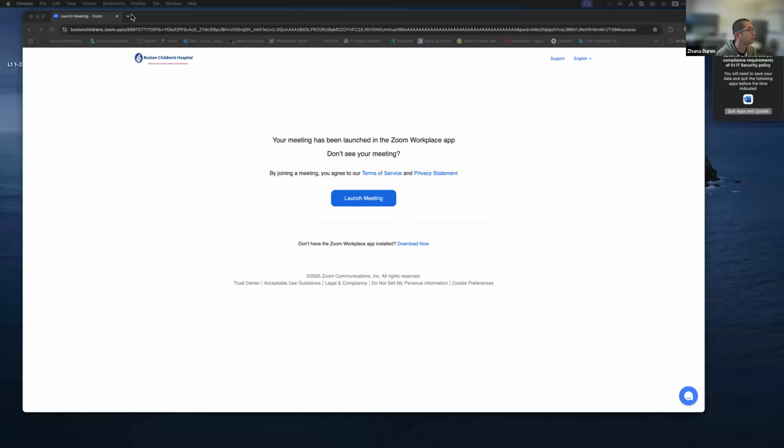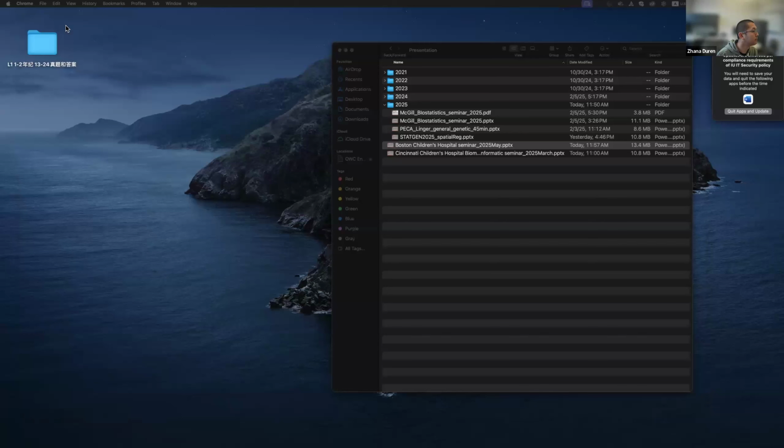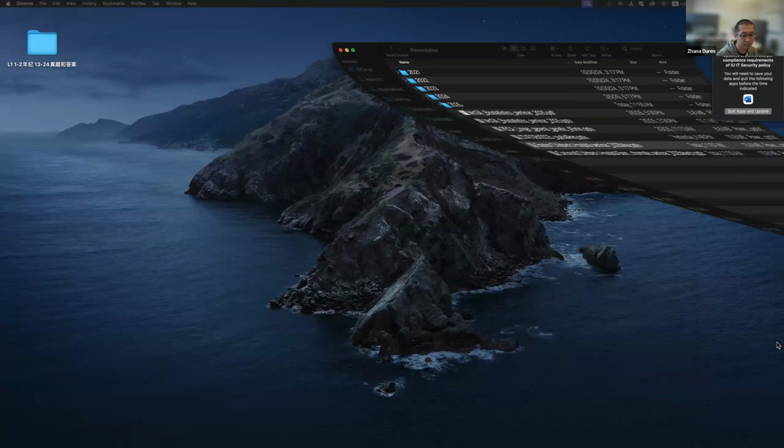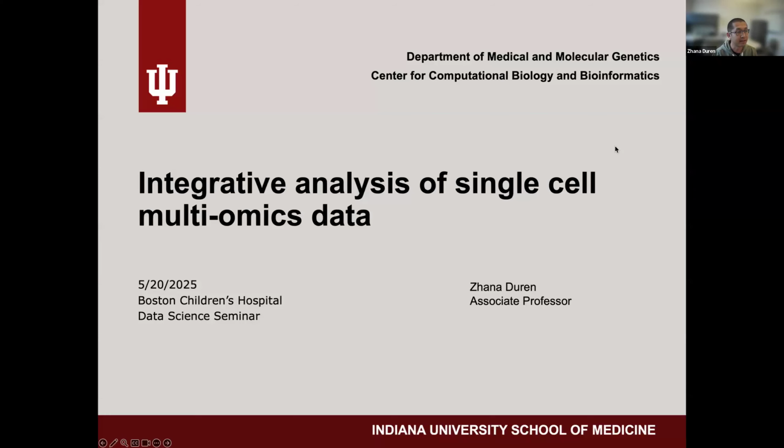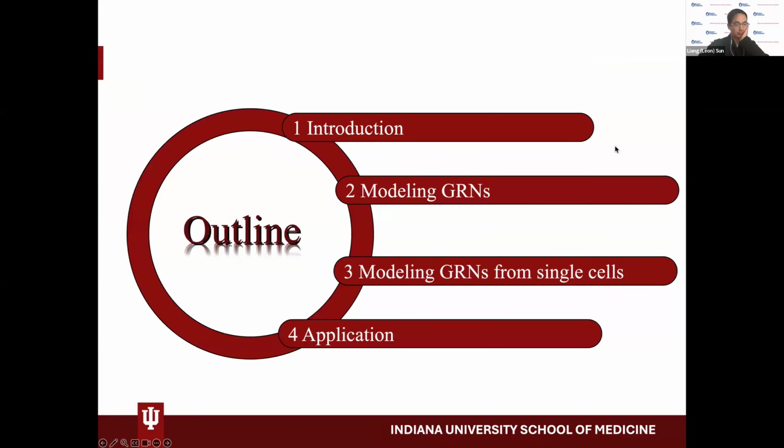So first, let me share my screen. Oh, okay, the screen was gone. Yeah, how about now? Yeah. Can you see the screen of slides?